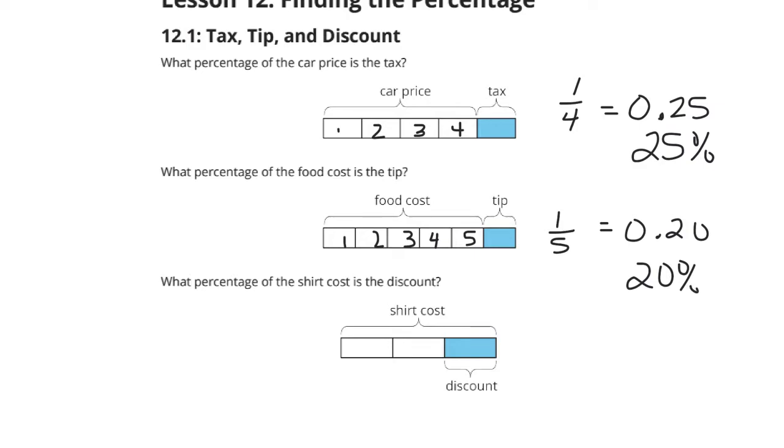What percentage of the shirt cost is the discount? Well, that's 1, 2, 3, and it's 1/3 for the discount, which as a decimal is 0.3 repeating. So 33.3 repeating percent is our solution there.